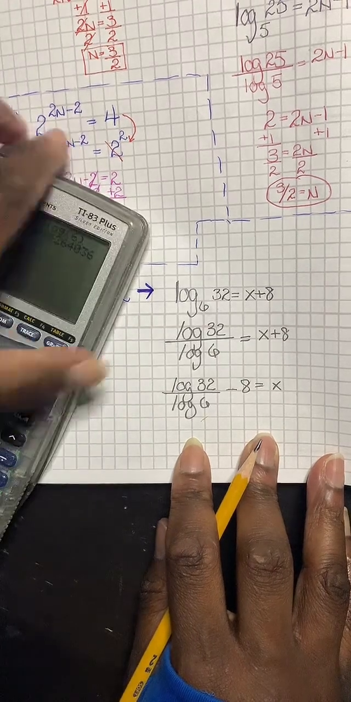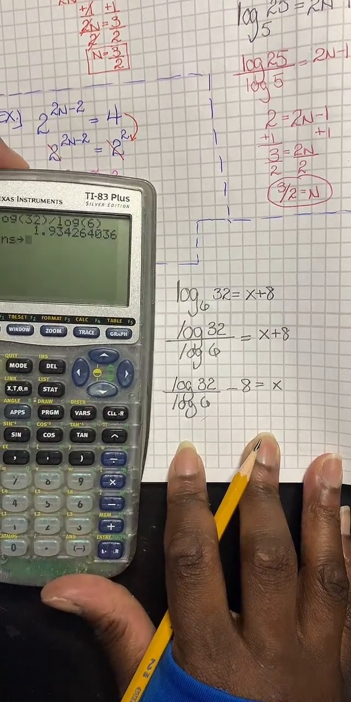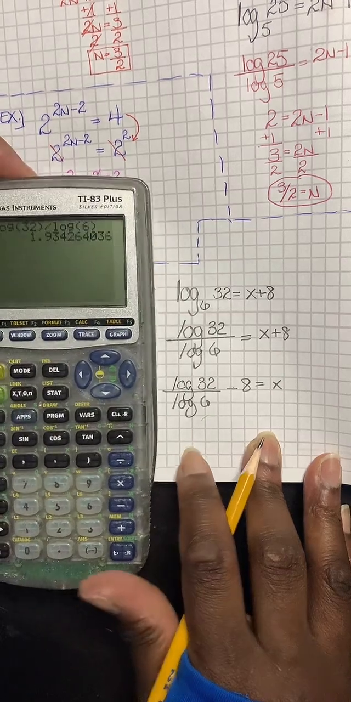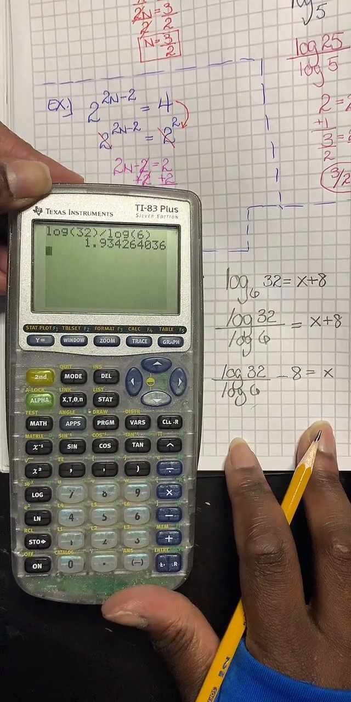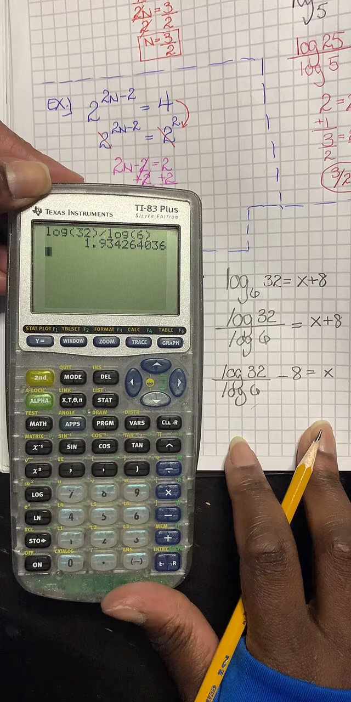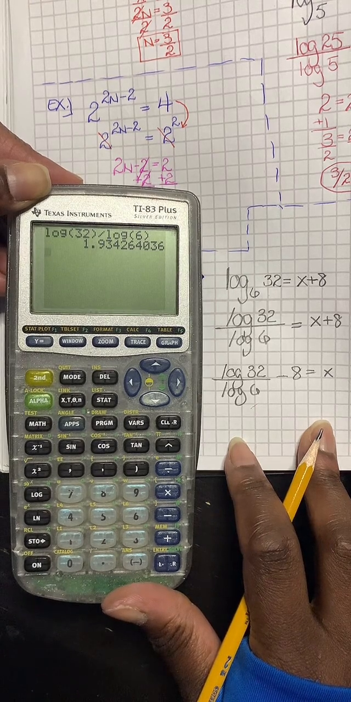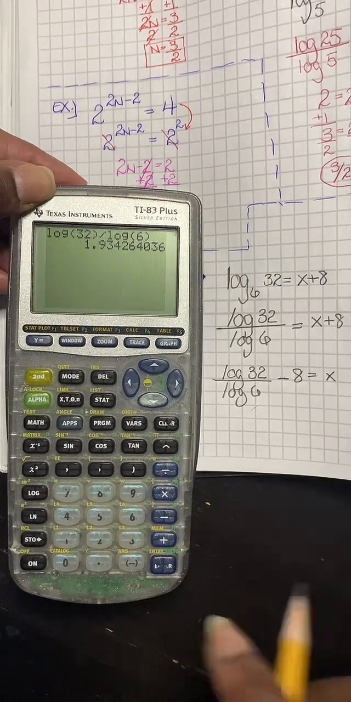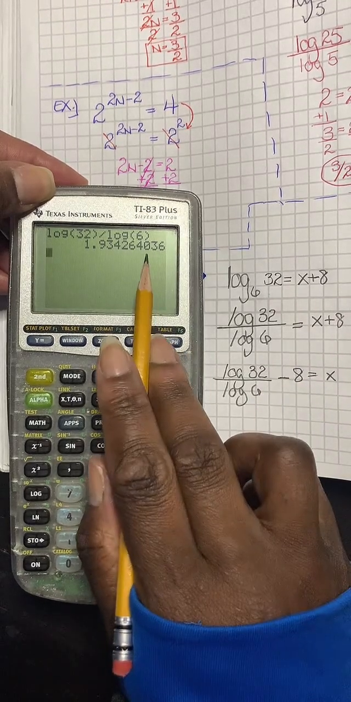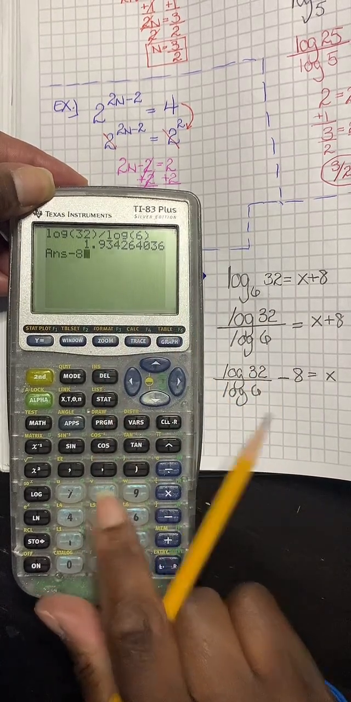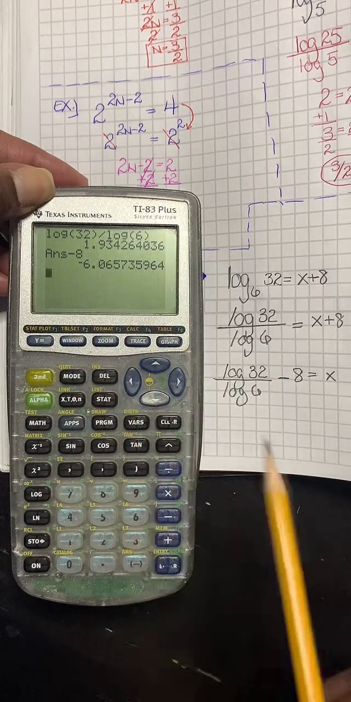So, handy dandy calculator. Let's see if I can slide it over and keep it in view. So we have the log of 32 divided by the log of 6. And we get this lovely decimal, 1.934264036. You know, the phone number that I usually give people so they can leave me alone. So now we're going to take that answer and subtract 8. So now we have this lovely answer.